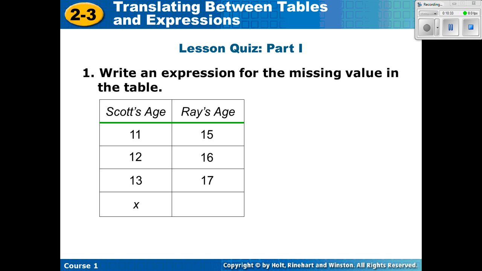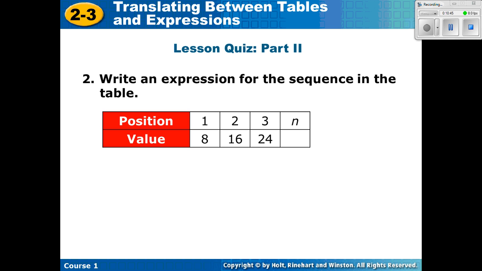Pause the video and work this one out on your own. And when you unpause it, the answers will be on the screen. Did you get it right? Well, let's try another one. Pause the video again and work this one out. Did you get that one right?